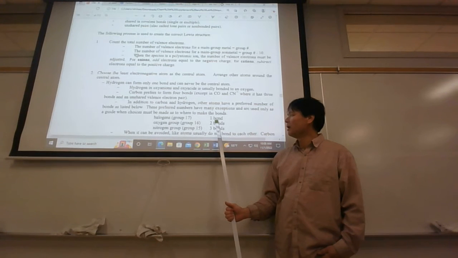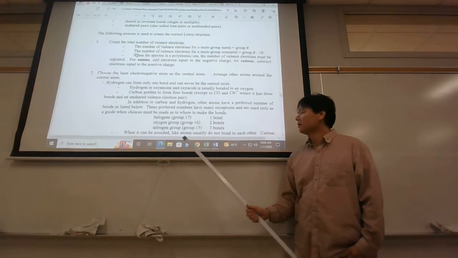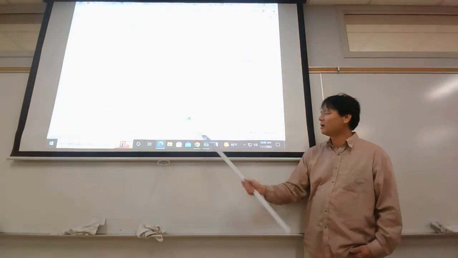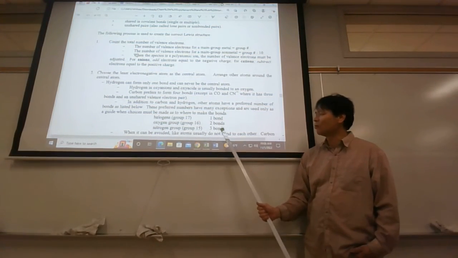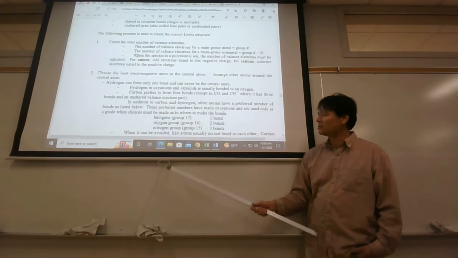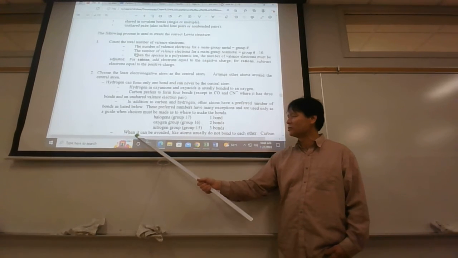Halogens, typically 1 bond. Oxygen, typically 2 bonds. Nitrogen, 3 bonds. There are things that change this, though. For example, if oxygen has a positive charge, then we can get 3 bonds. If nitrogen has a positive charge, we can get 4 bonds. If nitrogen has a negative charge, we get 2 bonds. And so there are adjustments that we make for these when it comes time to come up with the structure.